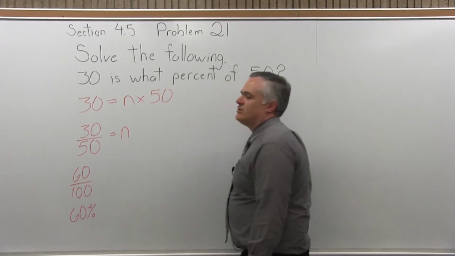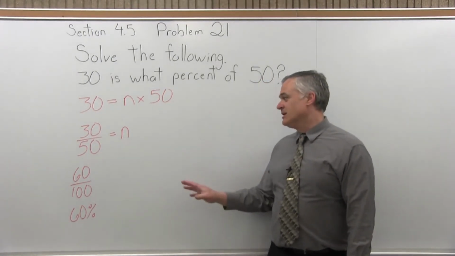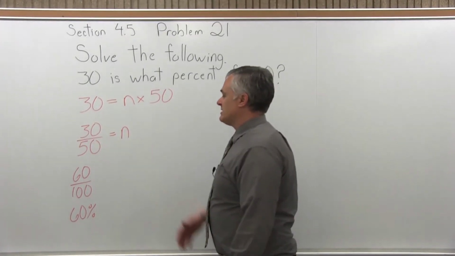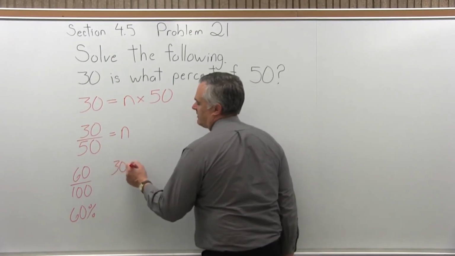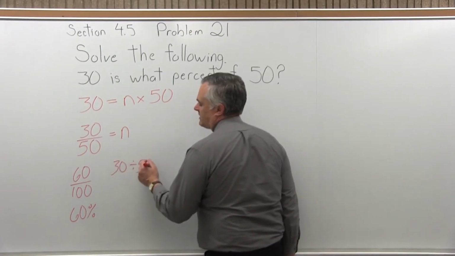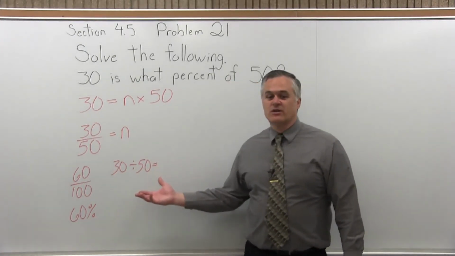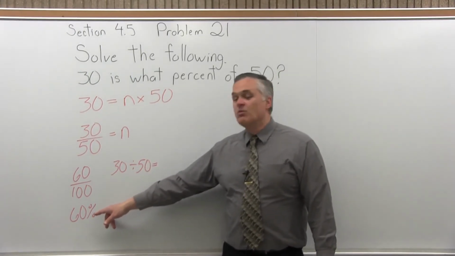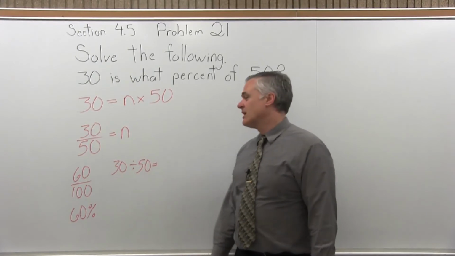Now, how would I do that if I couldn't make the denominator into a 100 easily? Because sometimes you can, sometimes you can't. What you would do is you make this a division. The numerator, 30, divided by the denominator, 50, equals. Now, if your teacher will let you use a calculator, just run it through the calculator, and the calculator will say 0.6, which you convert to a percent, which is 60%.